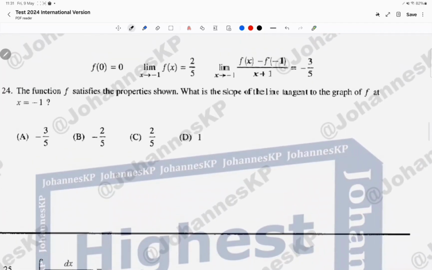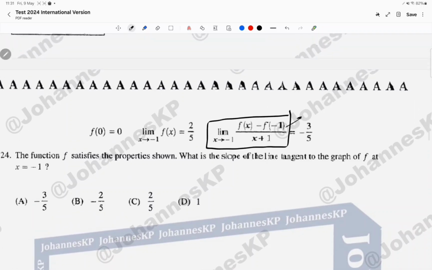24. Do you know what this means? F of A minus F of B over... Like, what does it mean? It means the slope. The slope is -3 over 5. The slope is the tangent line. Has to be the same. So A. Okay.